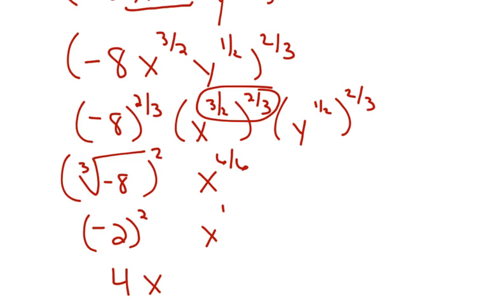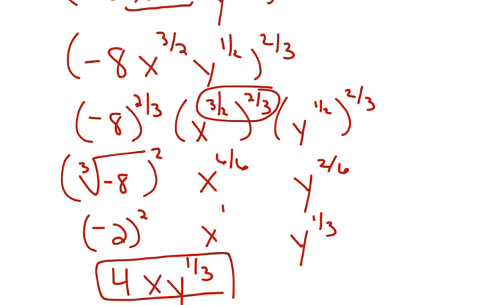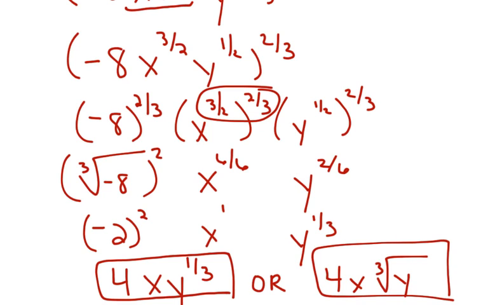Now let's go to the y's. Y to the 1/2 to the 2/3 is going to be y to the 2/6, which reduces to 1/3. So it's y to the 1/3. So either you can give me this as an answer, or if you want to go back and change that y to the 1/3 to the cubed root of y, that is also an acceptable answer.